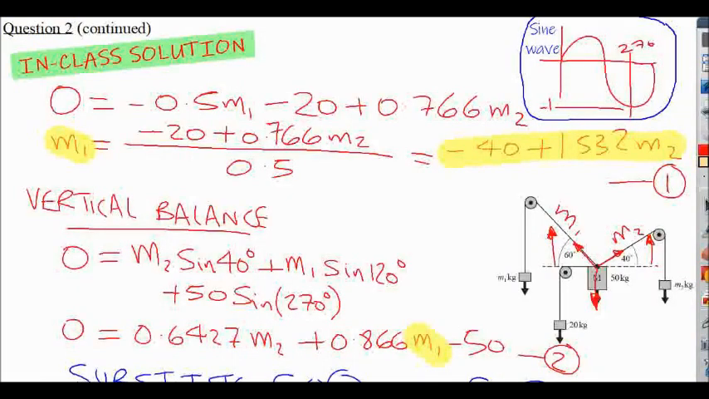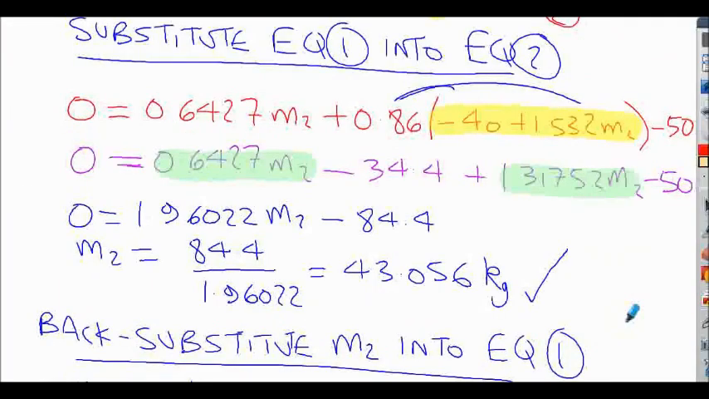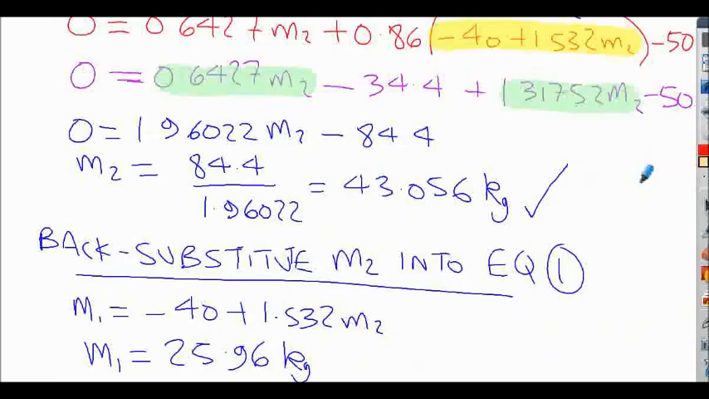This is the in-class solution we worked through on the board just for reference. It had very slightly different values for M2 and M1, but that's because I rounded some figures up on this particular solution.